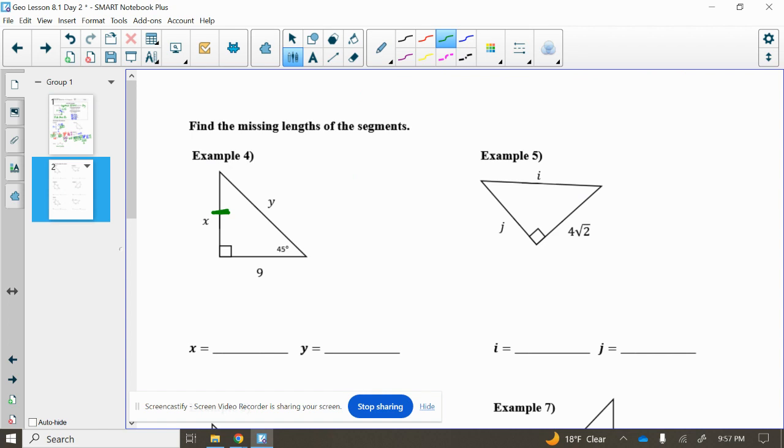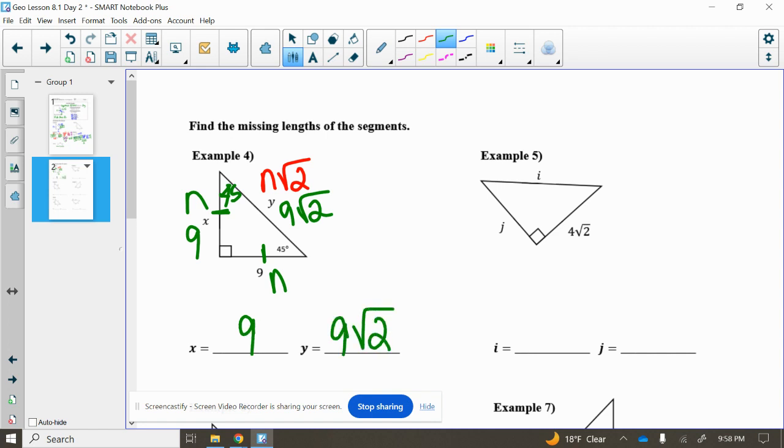Now on this first example, they are giving us the side across from this 45-degree angle, and we know that the other leg is going to have to be that same value, so 9. Now this side across from the right angle, the hypotenuse, we are just going to take that value of 9 and multiply it by the square root of 2 to get our hypotenuse. So x is 9, hypotenuse, which is y, 9 times the square root of 2.